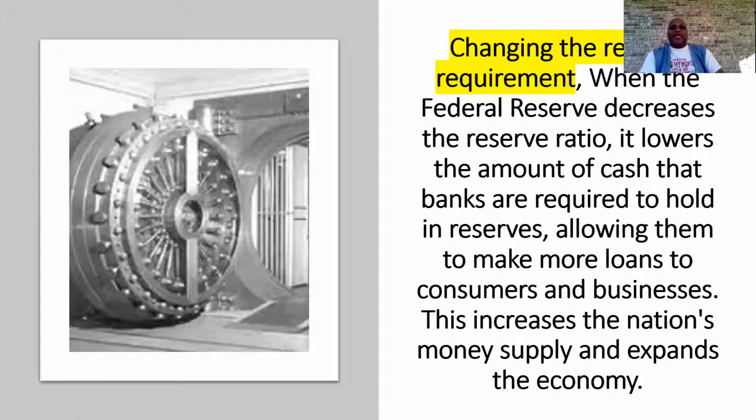The other thing they can do is change the reserve requirement. When the Federal Reserve decreases the reserve ratio, it lowers the amount of cash that banks are required to hold in reserves, allowing them to make more loans to consumers and businesses. This increases the nation's money supply and expands the economy. This also can be done the opposite way. The Federal Reserve can increase the ratio as well to have the opposite effect.